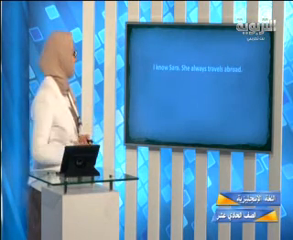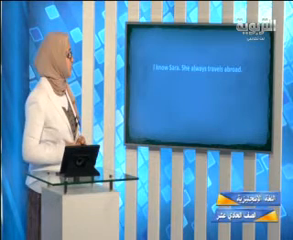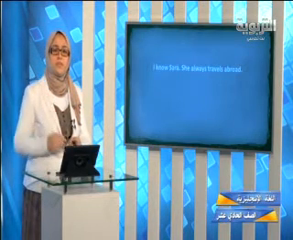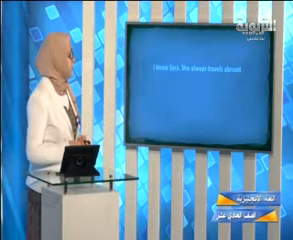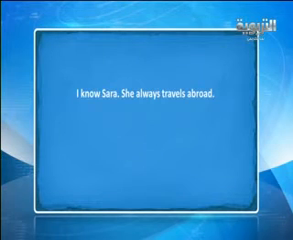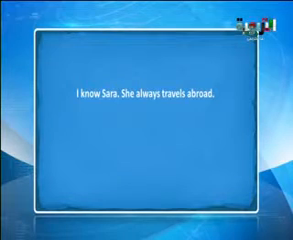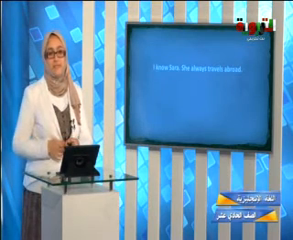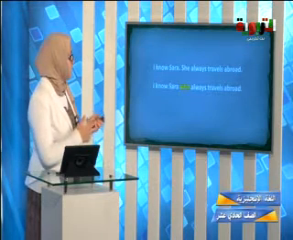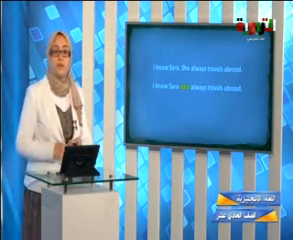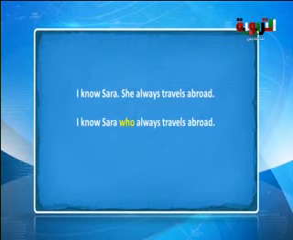So you have this sentence here, I know Sarah. She always travels abroad. Now notice that these are two separate sentences. The first one, of course, is I know Sarah, period. And then she always travels abroad, another one. So what is a way in which we can link them together and create one sentence out of these two? So the answer is, I know Sarah who always travels abroad. Now remember the key words that I just explained to you. Who is used to talk about a person, and in this case, it is Sarah.